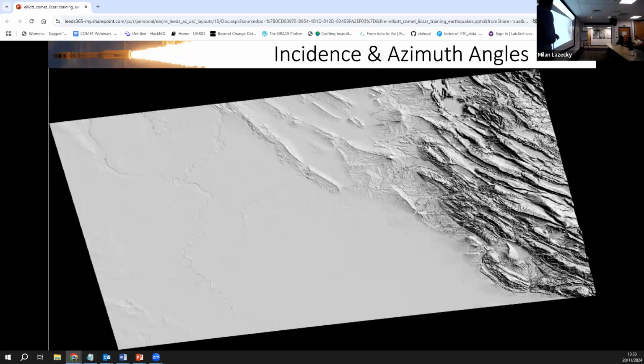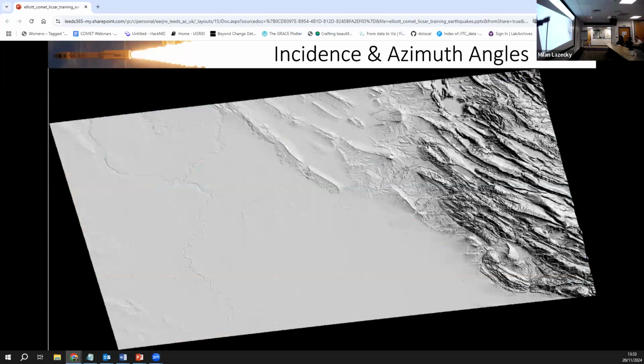So one of the things to hit back home is this line of sight. It's not vertical, so you have to take into account which way the satellite is going and which direction it's looking. So that's its azimuth, which way it's flying, south to north, say, for polar ascending, and its incidence, how many degrees off the vertical, off nadir, it's looking.